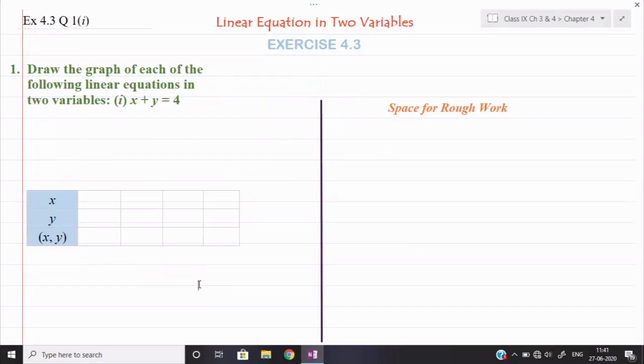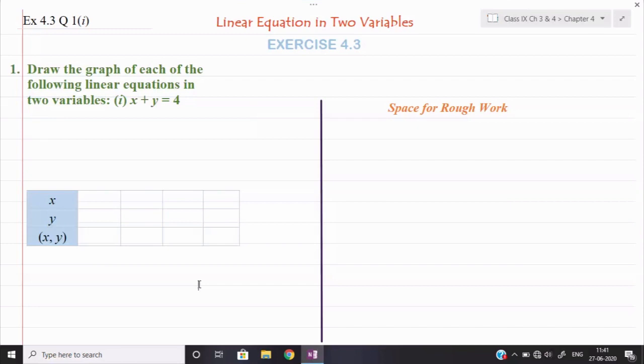Now, see, in this first question, what they are saying is: draw the graph of each of the following linear equations in two variables. This means they are giving different parts. The first part is given here: x plus y is equal to 4. I think there is no doubt that the given equation is a linear equation.